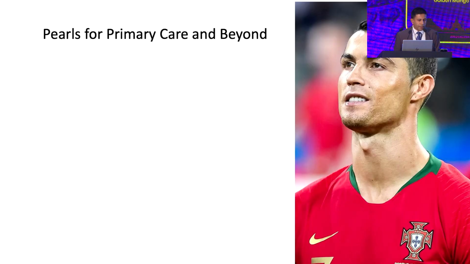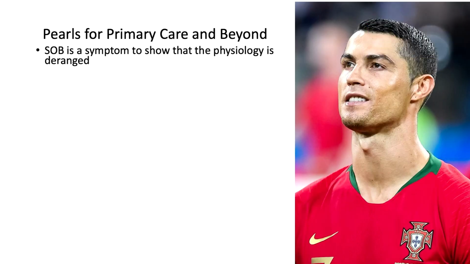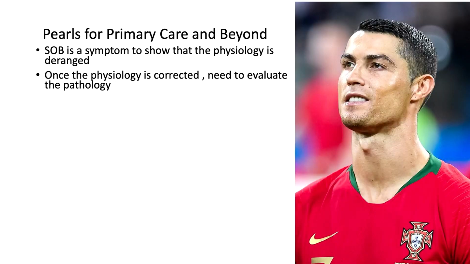So coming to the pearls and the take-home message: shortness of breath is a symptom to show that the physiology is deranged, that we need to keep in our mind and try our level best to stabilize them. And then you can assess the pathology. Multiple pathologies can cause shortness of breath. Sometimes it is very, very difficult to find them out unless you have a very thorough and systematic evaluation.